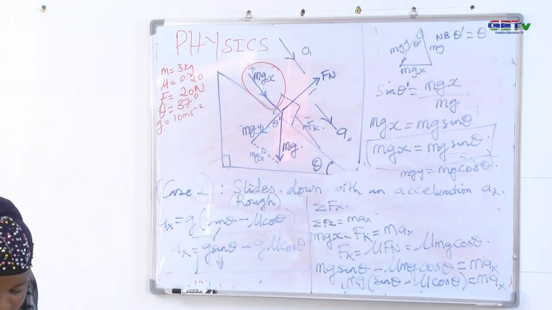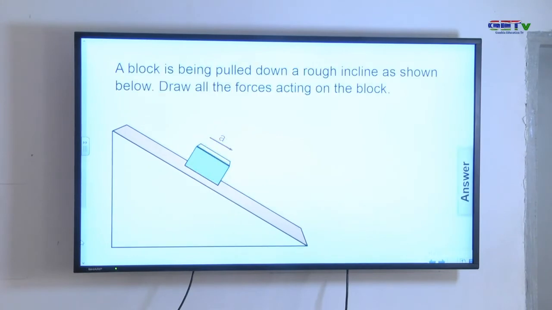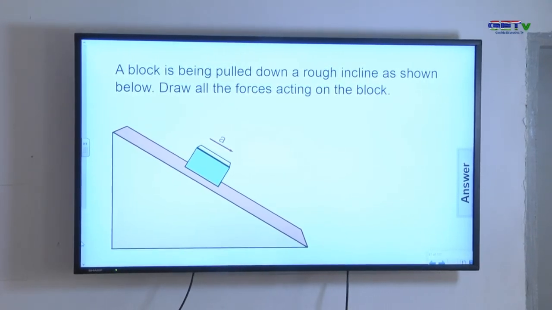We move on. These are all things that I've explained, but you can go through them to understand it better. Good. We are given a first problem. It says a block is being pulled down a rough incline as shown below. Draw all the forces acting on the block. One key thing you need to note is that the plane is not smooth, but it is rough. And that tells us friction is present, so we are not going to ignore friction.